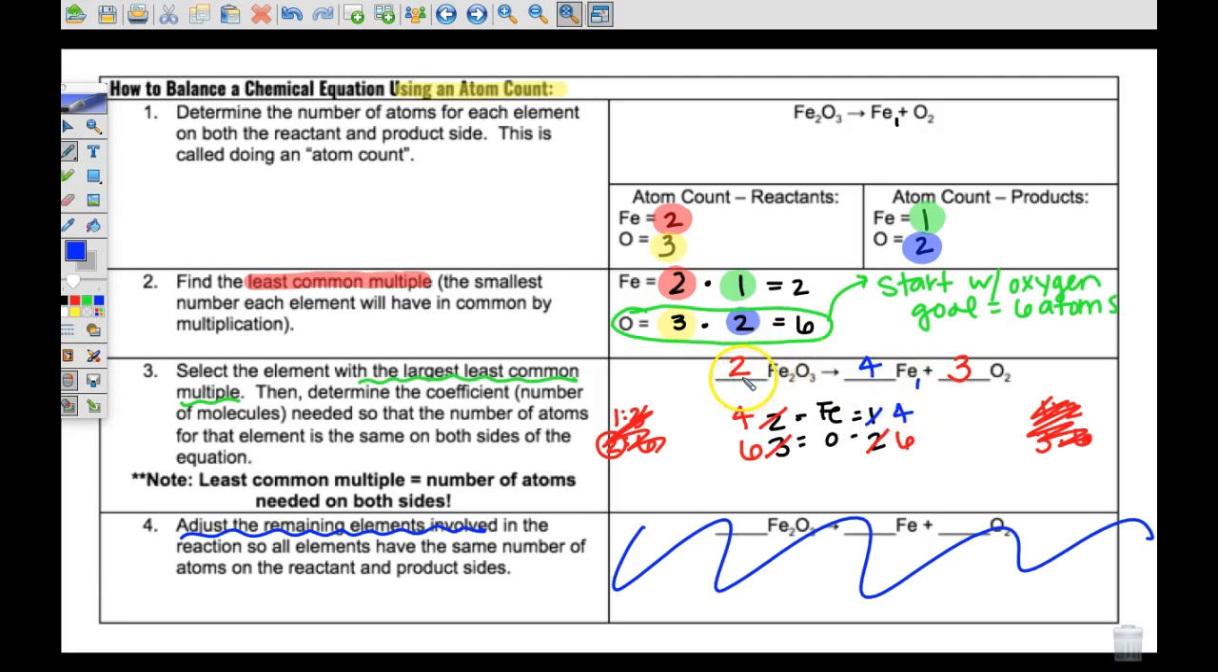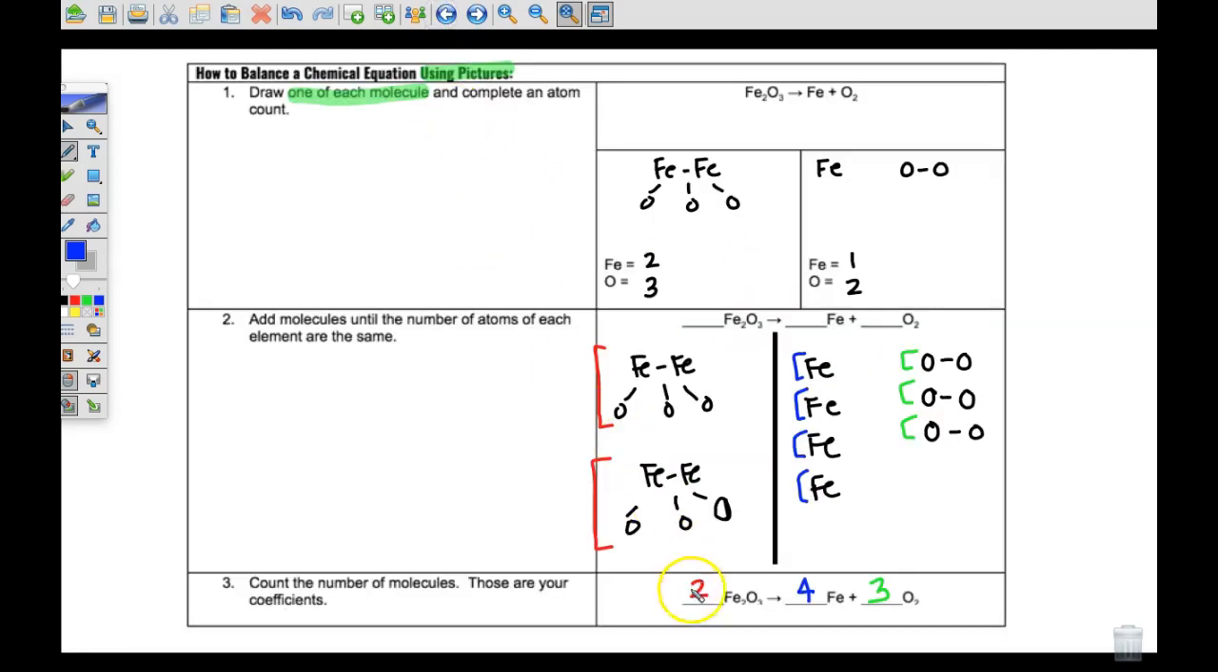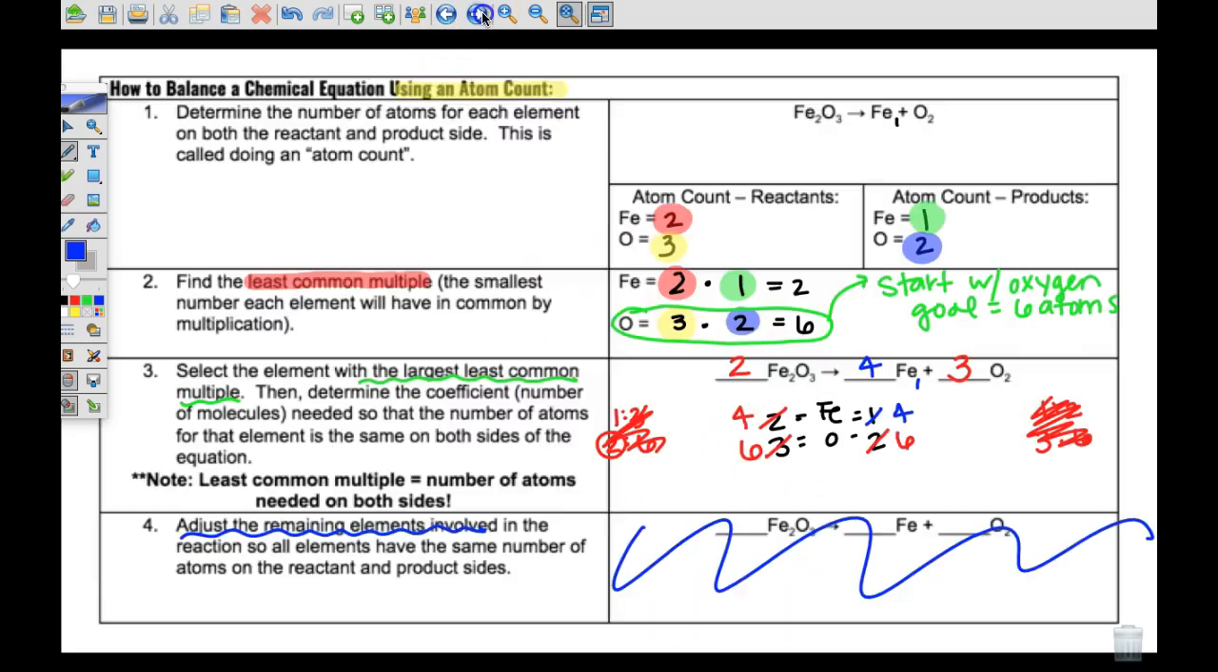So I want you to notice that our coefficients going across are 2, 4, and 3. And on the other side, they are the same. So we just used 2 different pathways to get to the same answer. So now that you know how to do both of them, you can choose which pathway works best for you to complete the rest of your practice.